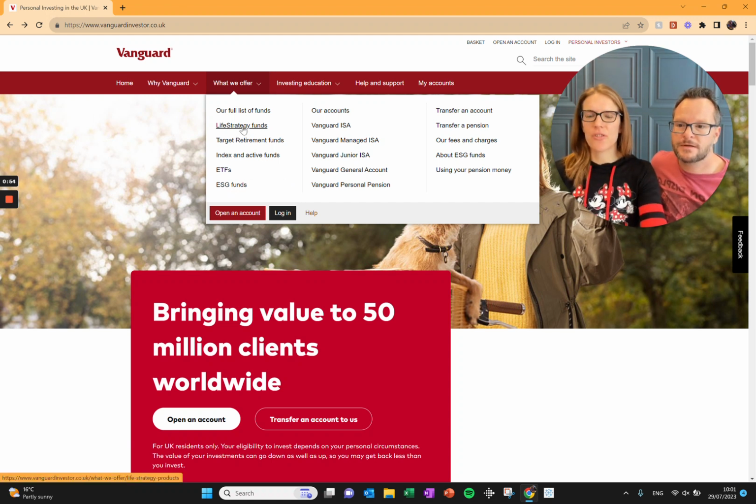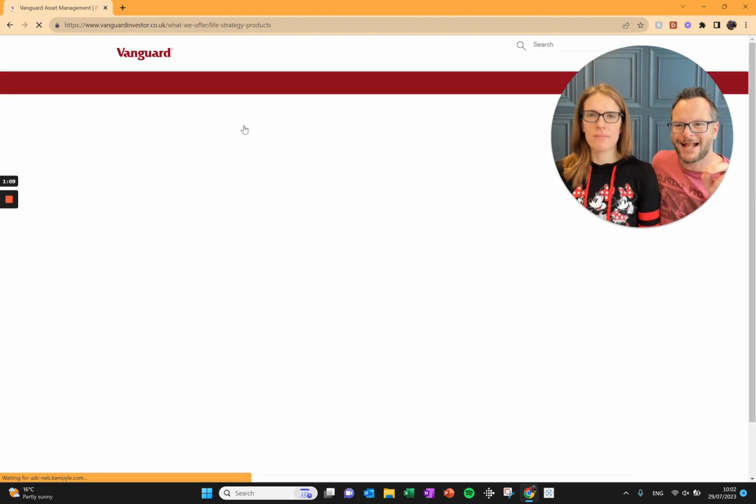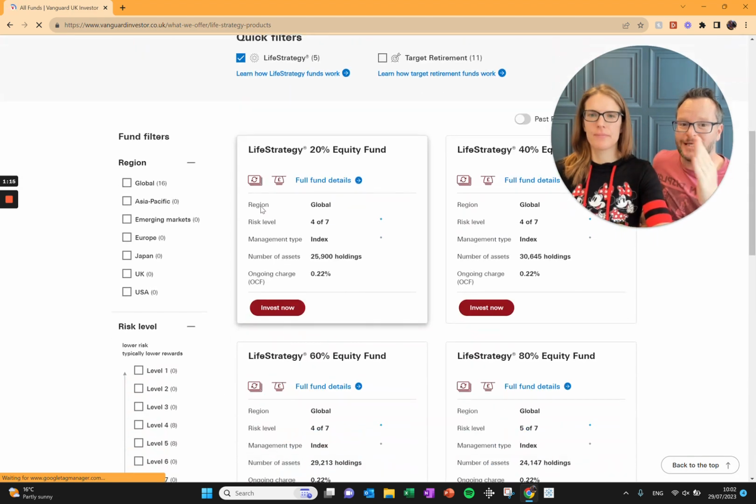So let's look at life strategy funds to start with, because the full list of funds has all of these within them. These are kind of subsets of that full list. So let's start with life strategy. The life strategy fund allows you to split between bonds and equities in different amounts by 20%. Actually, there's 5 accounts. Yeah, 20% equities, 40, 60, 80, and then 100% equities.